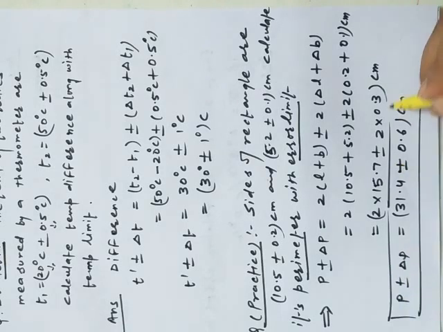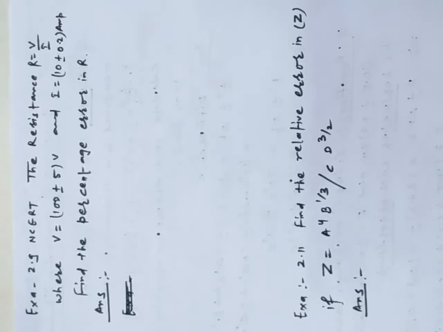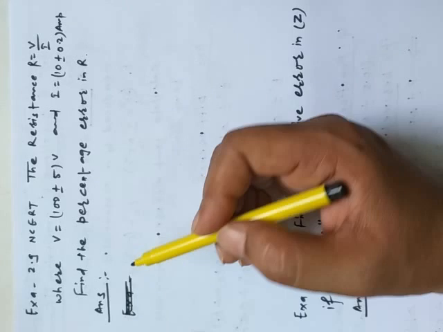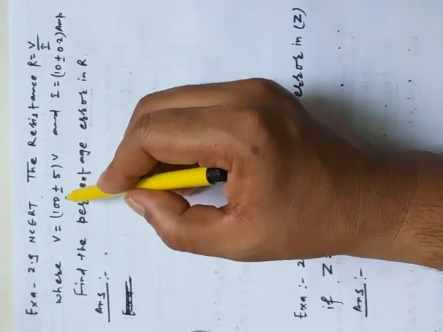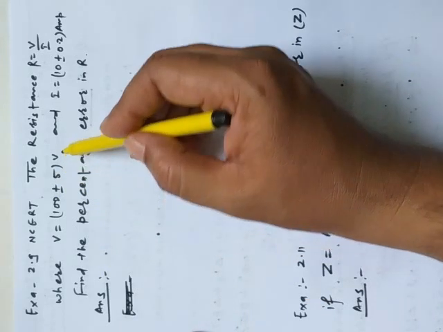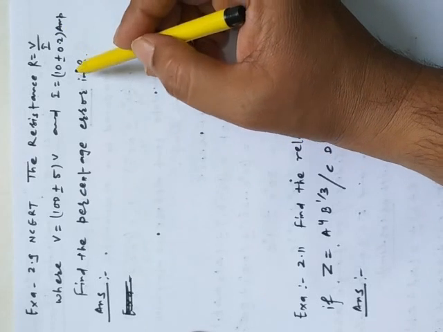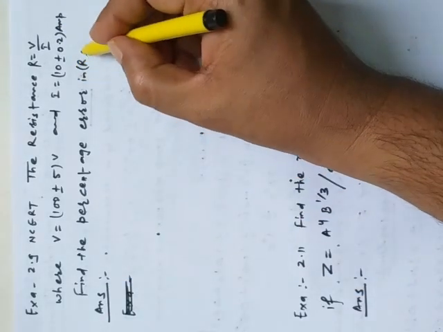Okay. So this is the finalization of the question on behalf of addition, and one of the questions which is based on the concept of subtraction. Now students, next question we have example number 2.9 NCERT book. The resistance R is equal to V upon I, where V is given by 100 plus minus 5 volt and I is given by 10 plus minus 0.2 ampere. So find the percentage error in the resistance, that is R.